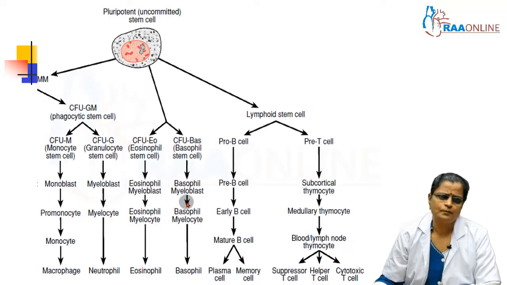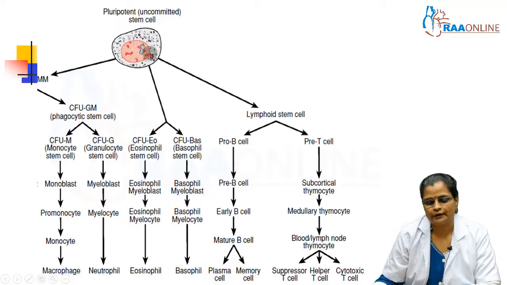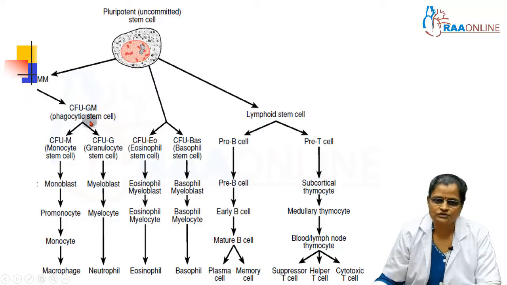Coming to leukopoiesis, that is the production and maturation of WBCs. They arise from the pluripotent hematopoietic stem cell, the main precursor cell for all the blood cells. From the pluripotent hematopoietic stem cells, you get the colony forming unit GM, the phagocytic stem cell. The colony forming unit M forms the monocytic stem cell. From this cell you get monoblast, promonocyte, monocyte and then macrophage.